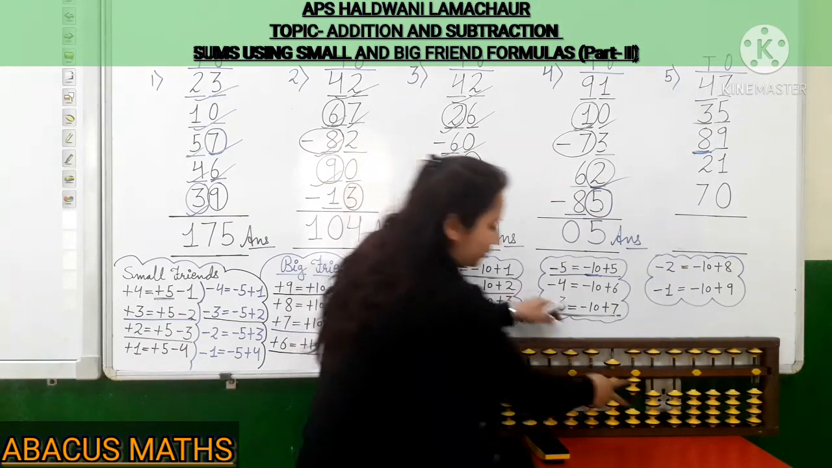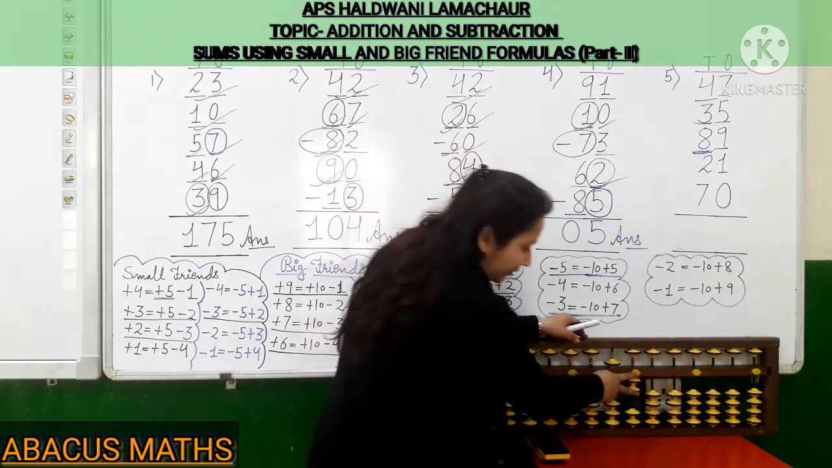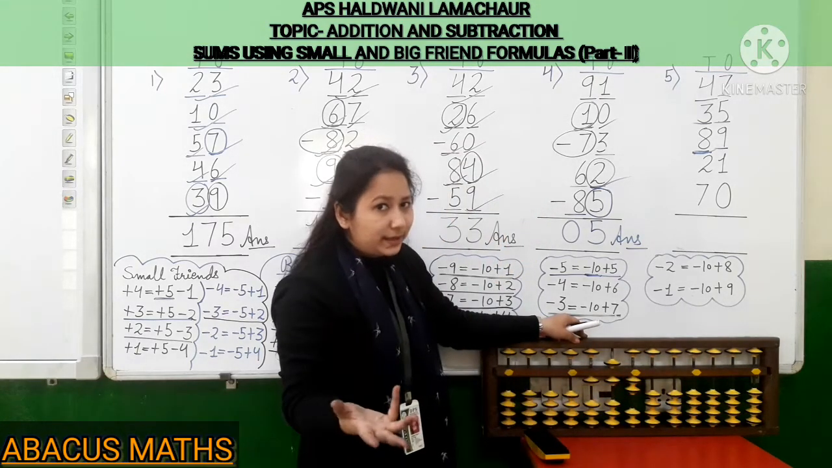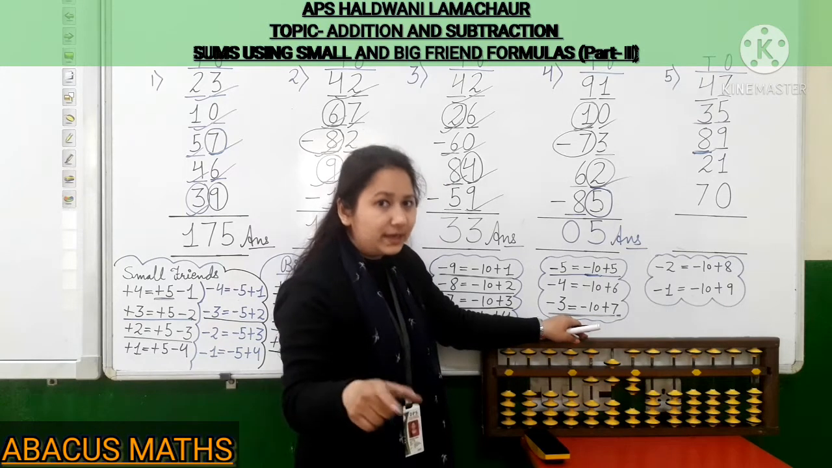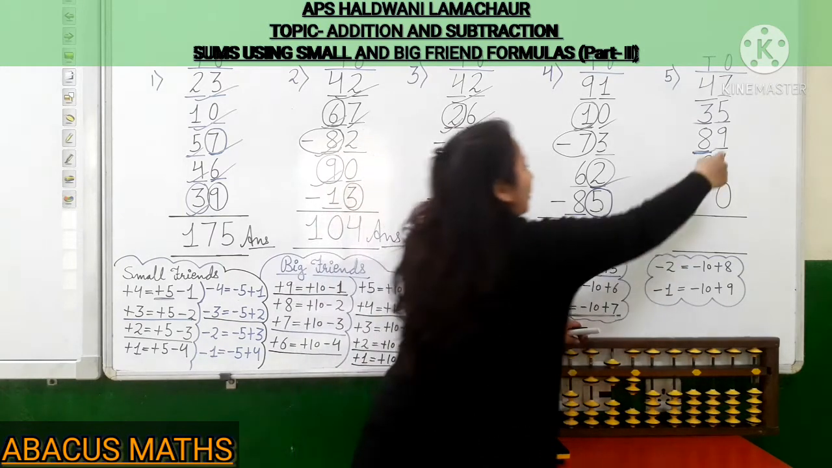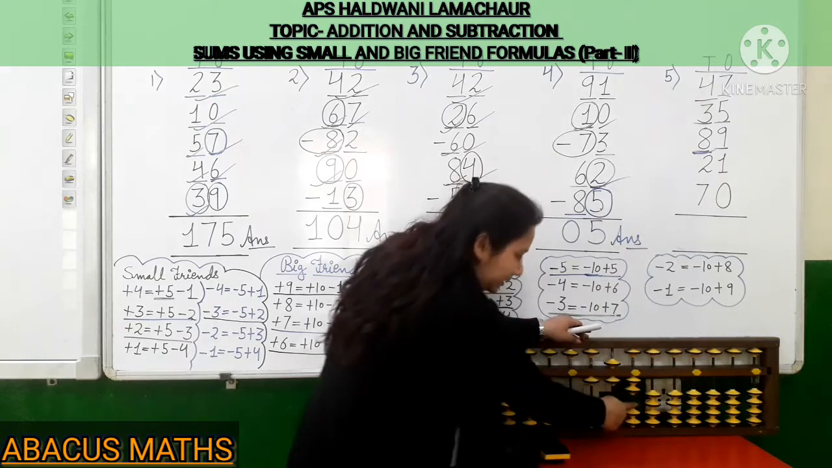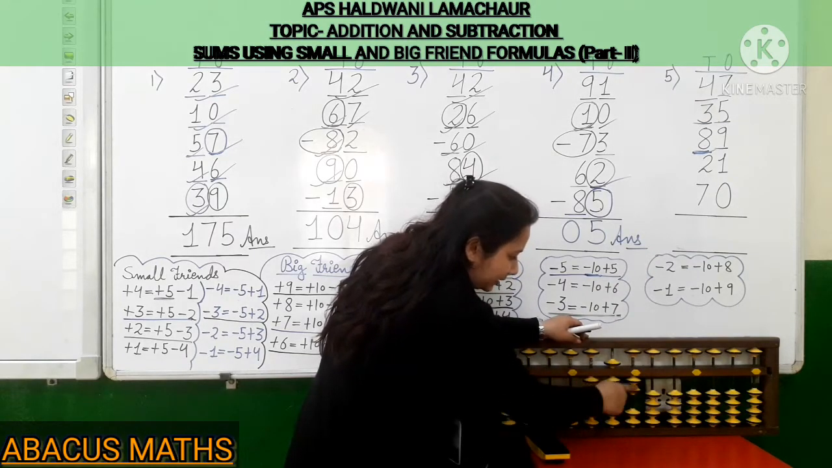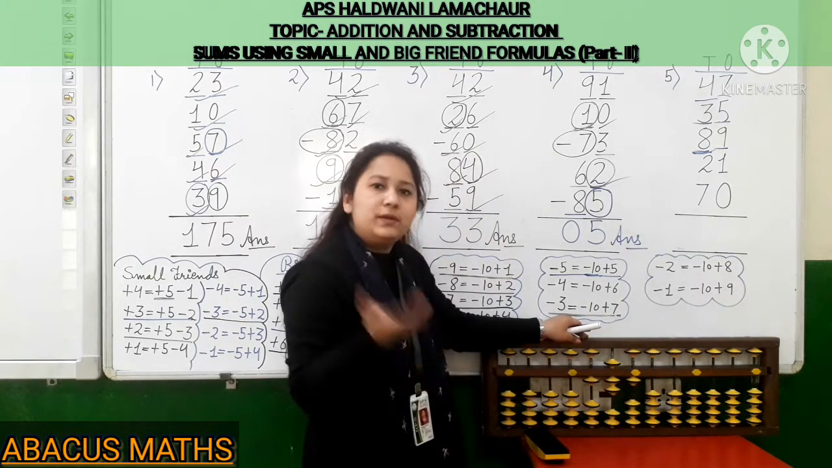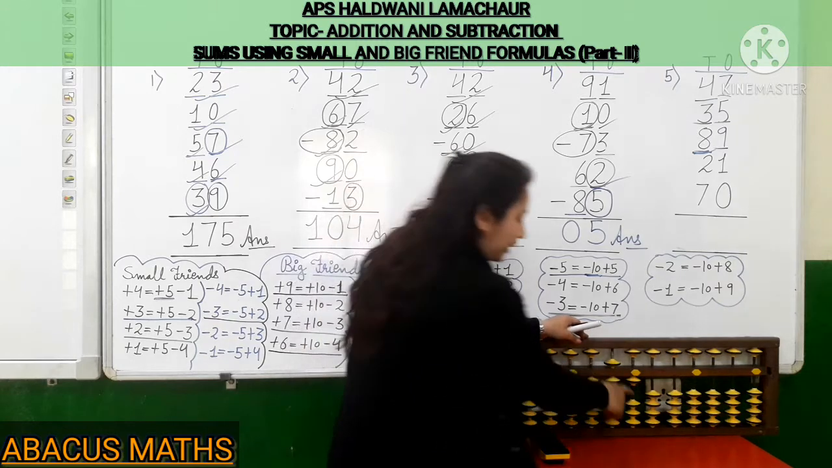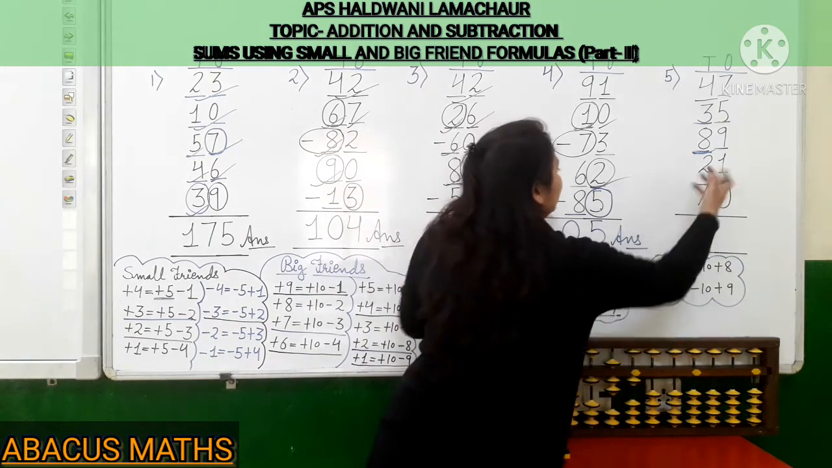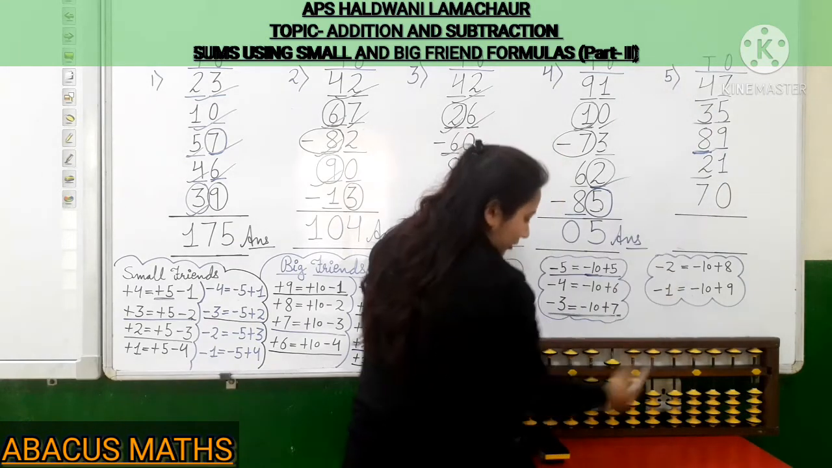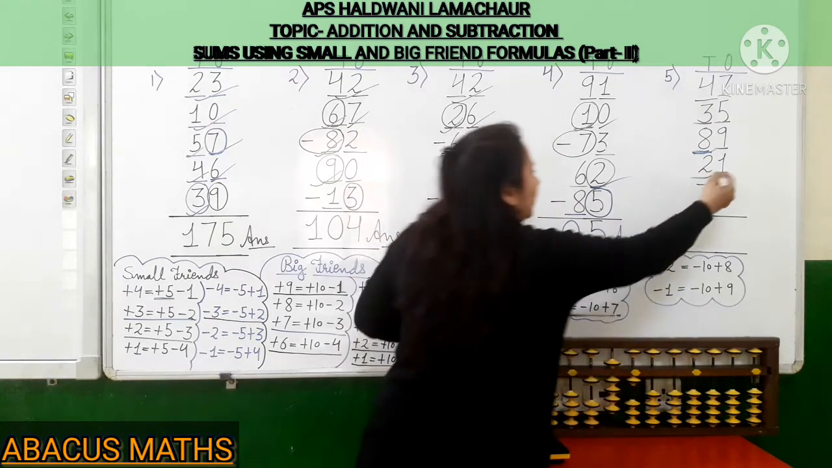Now 9 in 1's. 9 beads, only 2 beads. We have added 2 beads. So how will you add 9? Now for 9 also use the big friend formula plus 10 minus 1. Now 9 you have to add in the 1's rod, here. So plus 10 minus 1. 10 in the 1 rod up and minus 1 from the same rod. 2. 10's rod. 1, 2. 1.